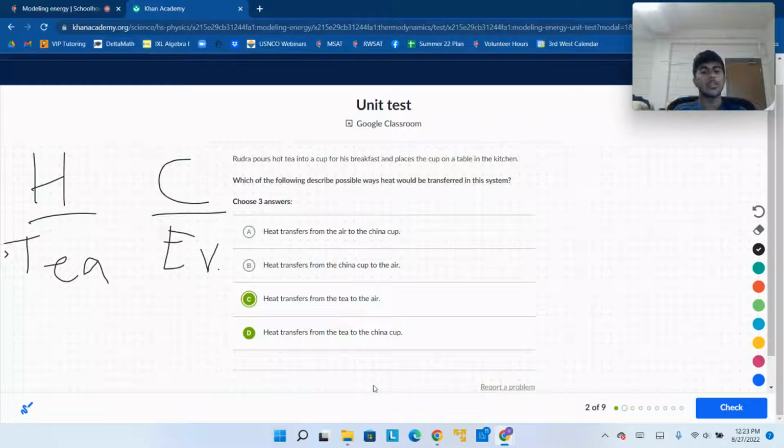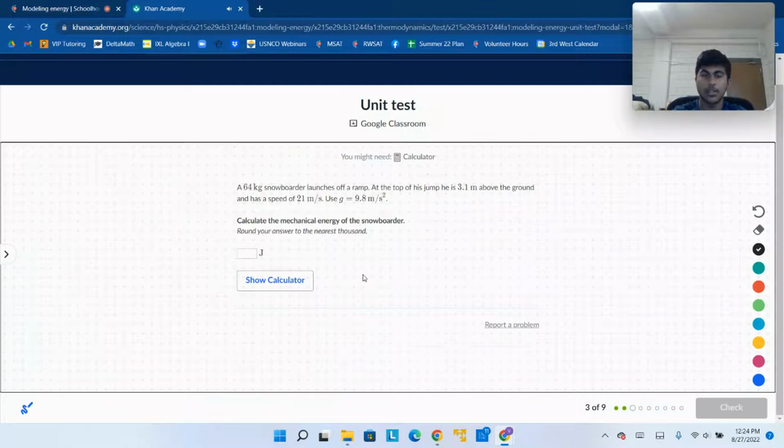If heat is transferring from the tea to the air and from the tea to the china cup, we need to choose another answer, and we need to know if the heat is going to transfer from the air to the china cup or from the china cup to the air. Which one is hotter? That's the one that's going to be losing the heat. So the air is going to be room temperature. The hot tea is obviously a lot hotter than room temperature. And for the cup, you're pouring the hot tea in it, so more heat is going to flow into the china cup, I think. So heat is going to transfer from that china cup to the air. And that's our answer. And we can move on to the next question. Let's keep going.